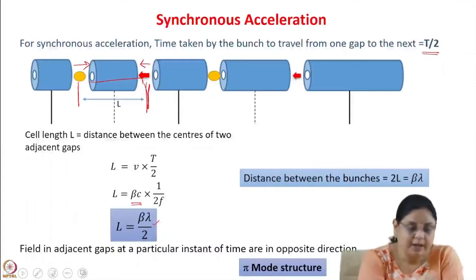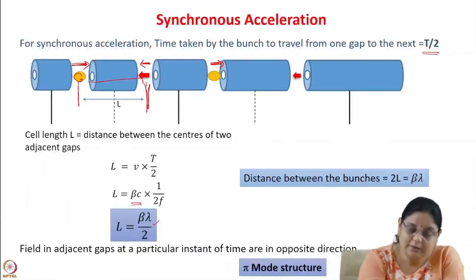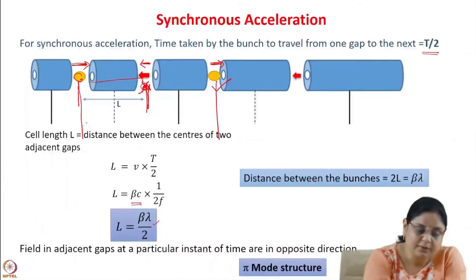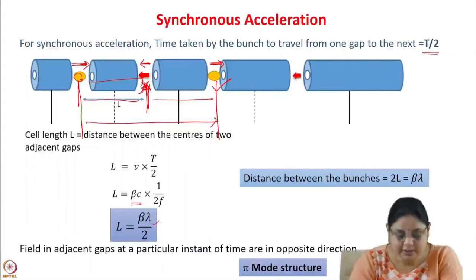Now at a particular instant of time, since the field here is accelerating and here it is decelerating, again accelerating here, I can have a bunch here and then there will be no beam bunch here, because if there is a bunch here, this will get decelerated. So there won't be any beam bunch here. The next bunch will be in the next gap. So if I calculate the distance between the bunches, it will come out to be 2 times L. So that is equal to beta lambda. So the distance between the bunches in this case is equal to beta lambda.